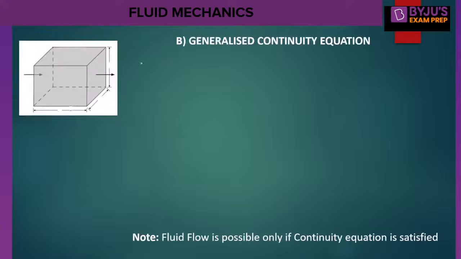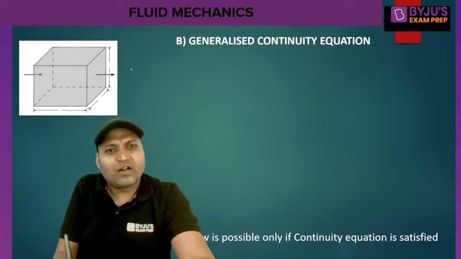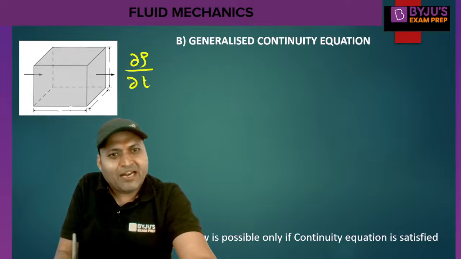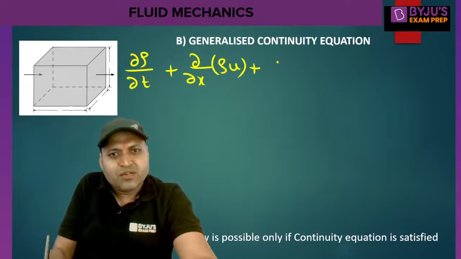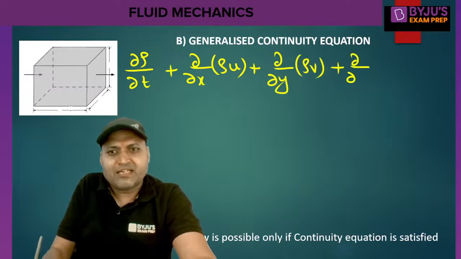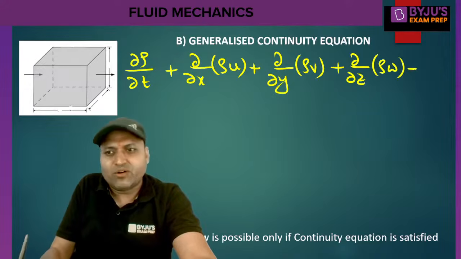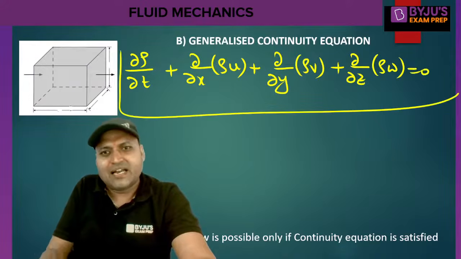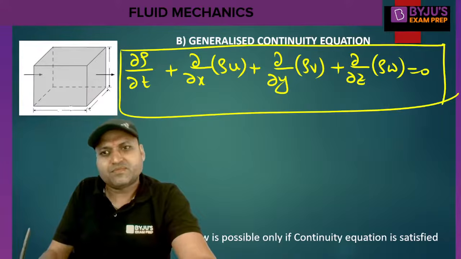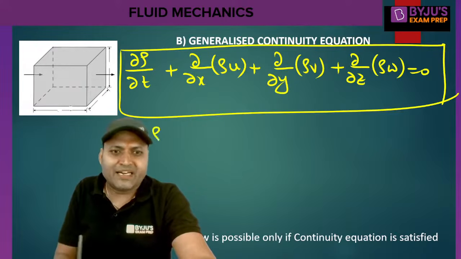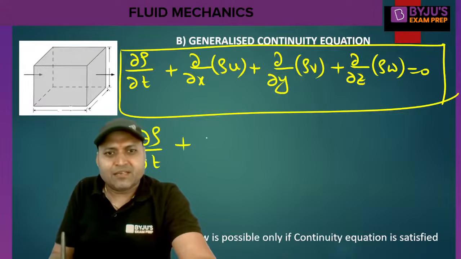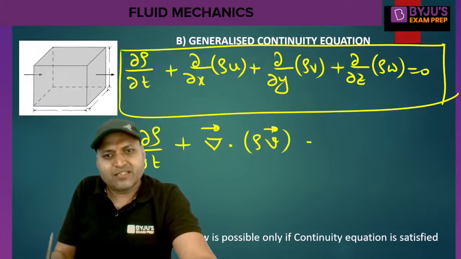The generalized continuity equation, which is valid for all types of fluid flow, is given by del rho by del t plus del by del x of rho into u plus del by del y of rho into v plus del by del z of rho into w is equal to 0. That is the generalized continuity equation. Or we can write it as del rho by del t plus del dot rho into velocity vector is equal to 0.